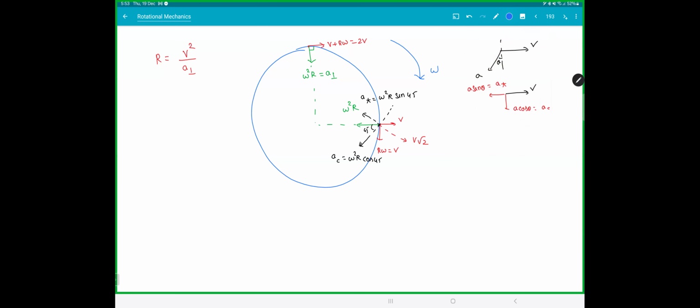So from this logic, the radius of curvature of point A: the speed will be (2V) whole square by omega square R, but I know V is equal to R omega, so this is 4R. And the radius of B will be (V root 2) whole square. You have to take the total speed by the component omega square R cos 45. This will be 2 root 2 R.